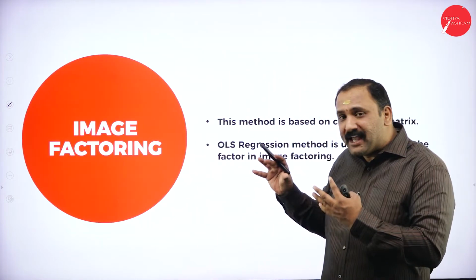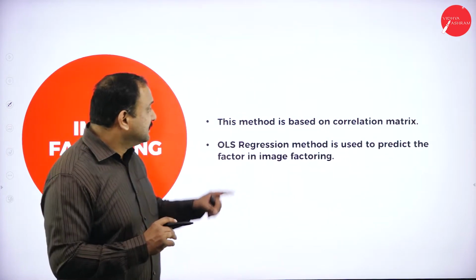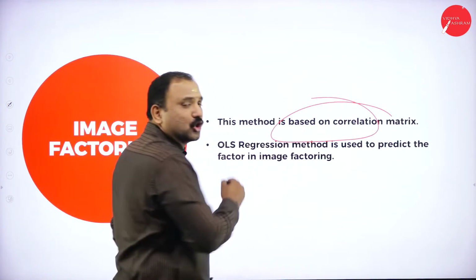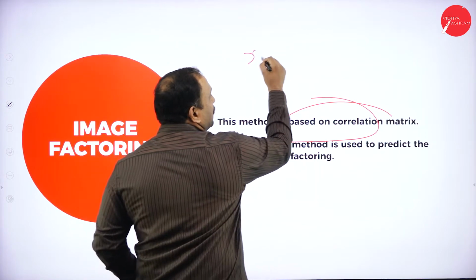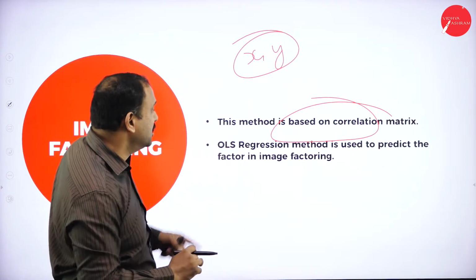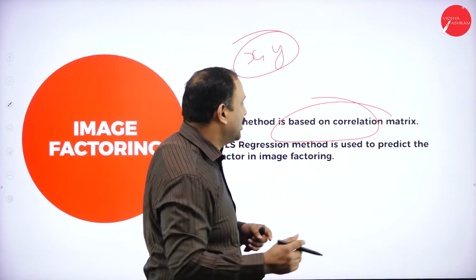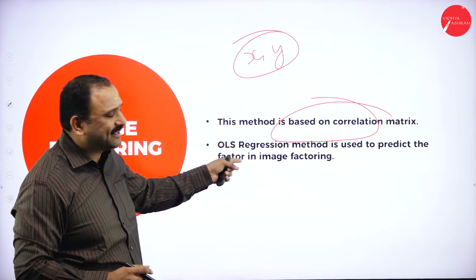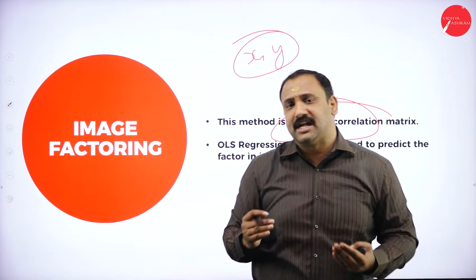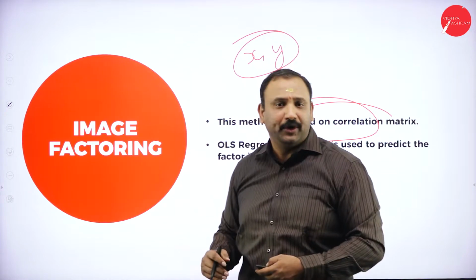Followed by image factoring, which is a very, very important technique that I would like to talk about. This method is based on the correlation matrix. When I use this word correlation, it means there is a relationship between two variables. That is where the correlation matrix comes into the picture. The OLS, the ordinary least squares method, is also used to predict the factor in image factoring. When I talk about image factoring, I am going to look at it from both sides. So how does it relate to another variable? That is why this method is going to be used.